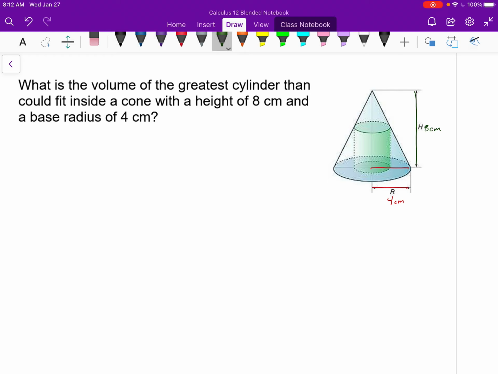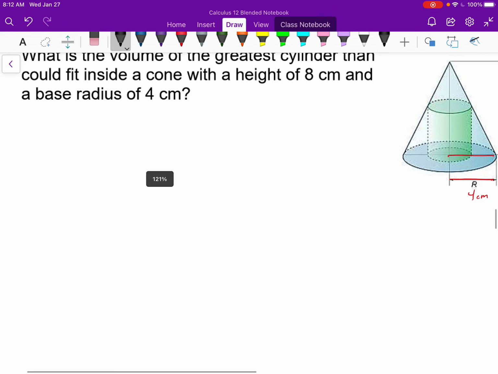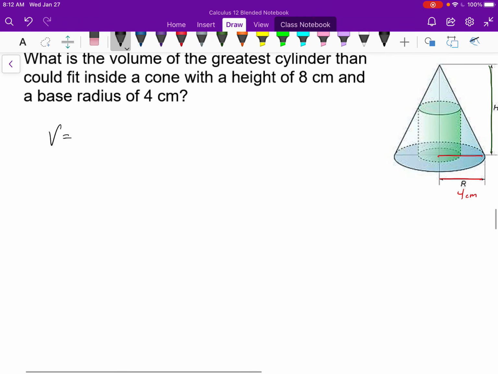Okay, so let's remember the first equation for the volume of a cylinder, because I'm trying to maximize the volume of a cylinder. So, volume of a cylinder is the same as pi r squared h. Nice and simple. But again, that's what I'm trying to maximize, but I have two variables. So I need to think how are r and h related to one another. I need to either write r in terms of h or h in terms of r.